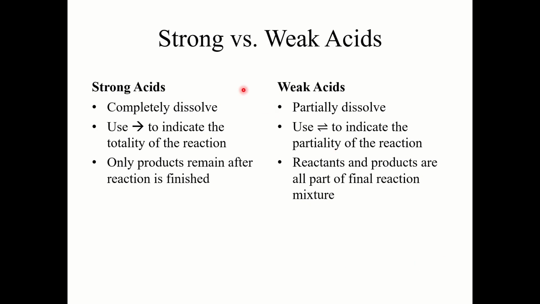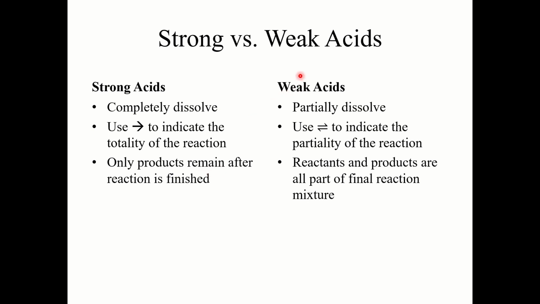Now this is a definition you're going to have to understand: strong versus weak acids. Strong acids are acids that completely dissolve. So when we write reactions with strong acids, we use a single-headed arrow to indicate the totality of the reaction. So only products remain after the reaction is finished.